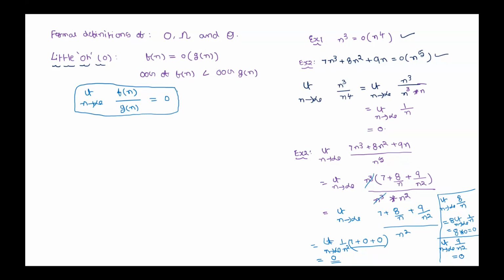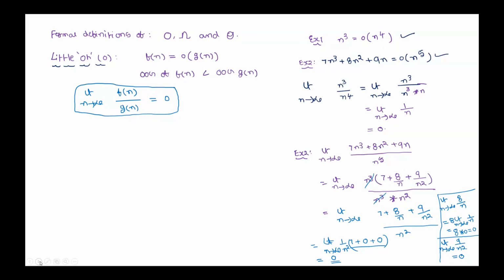So this is one definition for little o. When we say that f of n is little o of g of n, we mean that when limit n tends to infinity, f of n by g of n equals 0, then the order of growth of f of n is strictly lower than the order of growth of g of n. Is that okay? We'll see some more examples for the definition also.